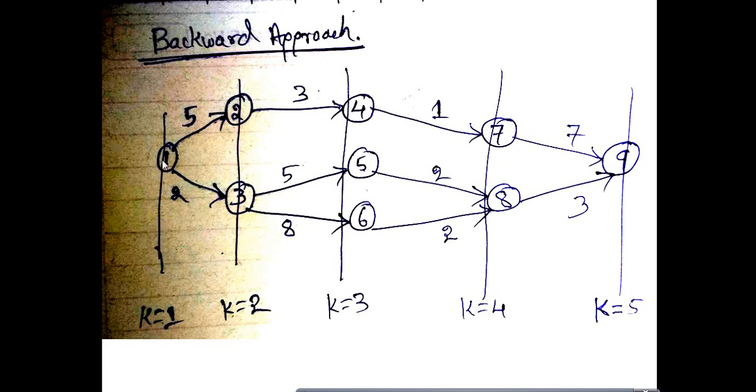In the backward approach, you have to mark the stages 1, 2, 3, 4, 5. In some examples, some people use phi instead of writing k. They are using phi, but I write k. There is no confusion. To discuss this approach, one point we have to remember, that is in which direction we have to start.